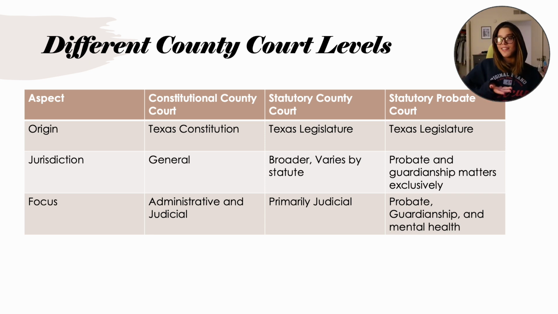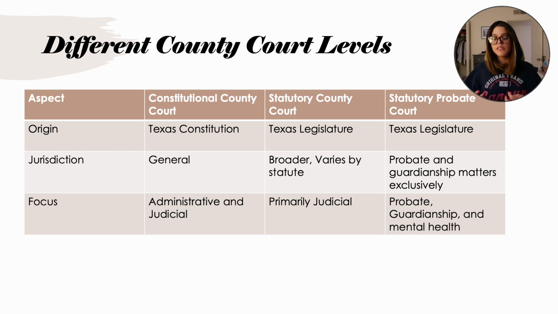So as with every umbrella, as I was saying in the prior slide before this, we have little subsidiaries. These subsidiaries, at least for the county level, are the constitutional county court, the statutory county court, and the statutory probate court. I made this little chart so that it was easier to differentiate them. We have our origin. So our constitutional county court comes from the Texas Constitution. Its jurisdiction is pretty much generalized, and it focuses on the administrative and judicial part.